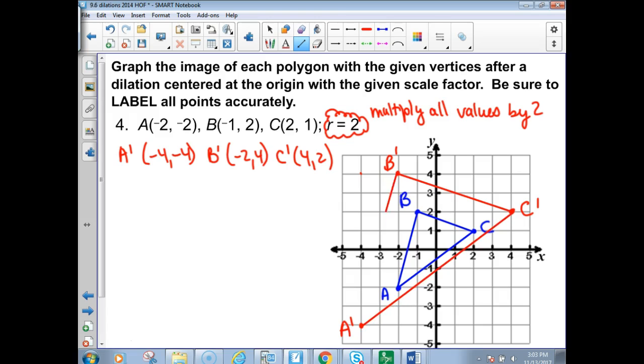So these look different, and that's because the center is outside. It's not outside the figures like the ones we just did a few minutes ago. The center of the dilation is the origin. So everything's blowing out from the origin.